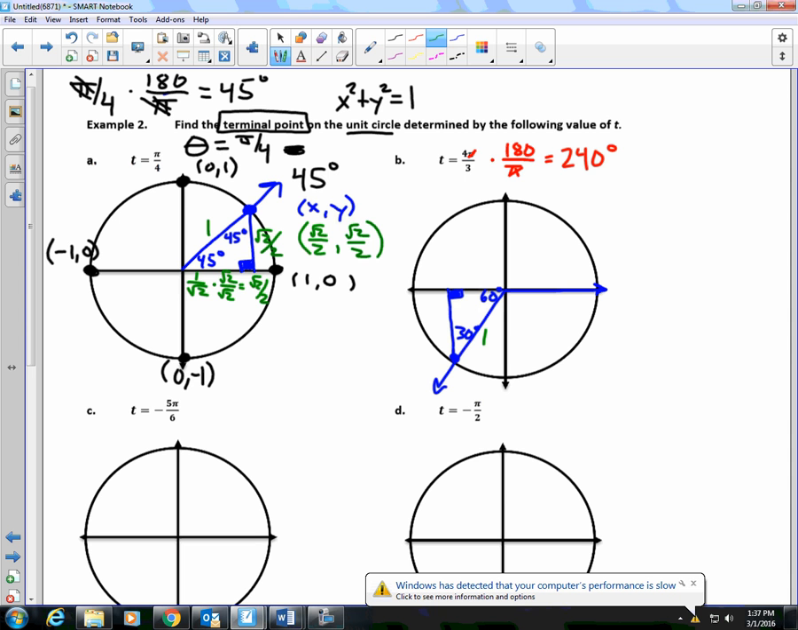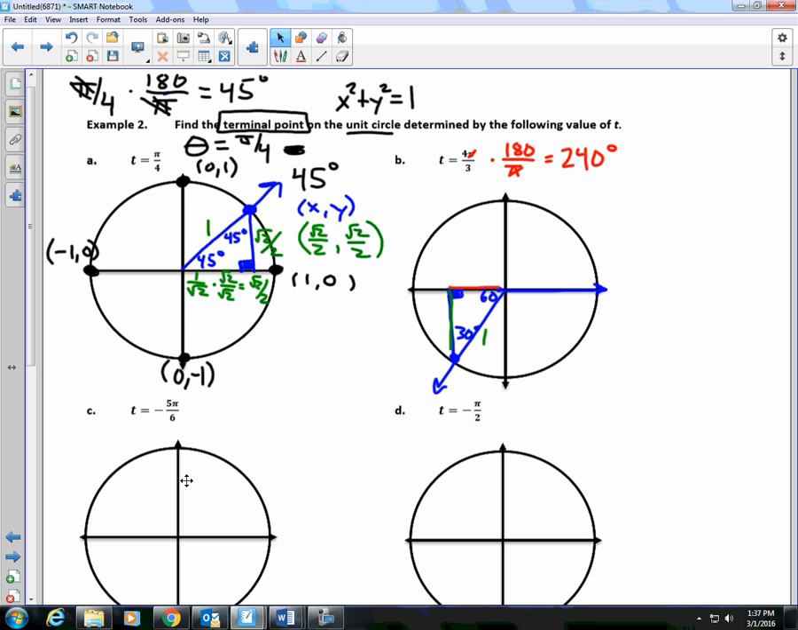Which is the shorter side? The green side or the red side? How do you know the red one's shorter? It looks like it. What if you didn't draw it very well? It's across from the 30-degree angle, so that's the smaller one. So, how do you get the smaller side if you know the long side is 1?